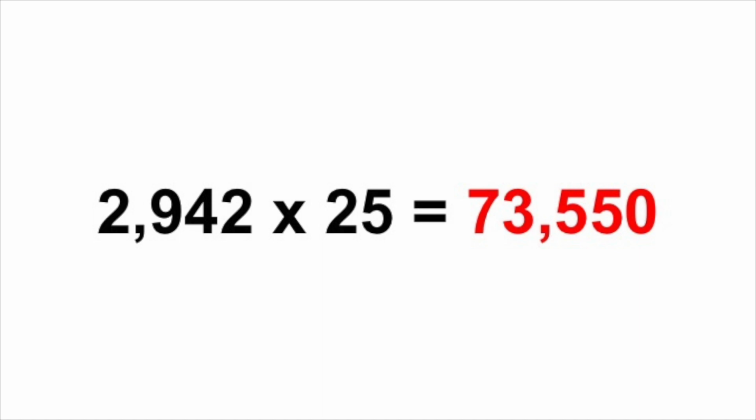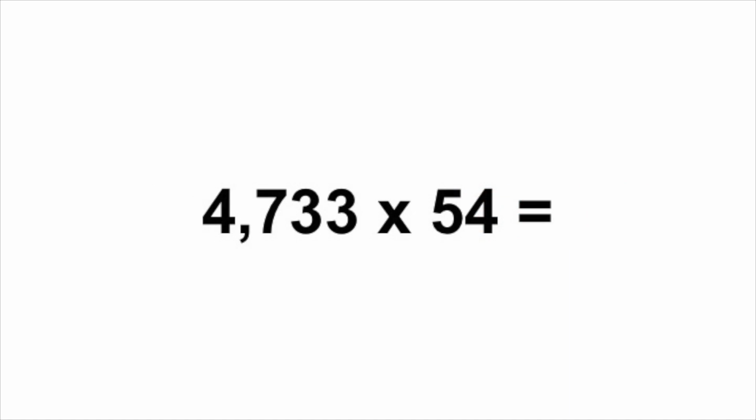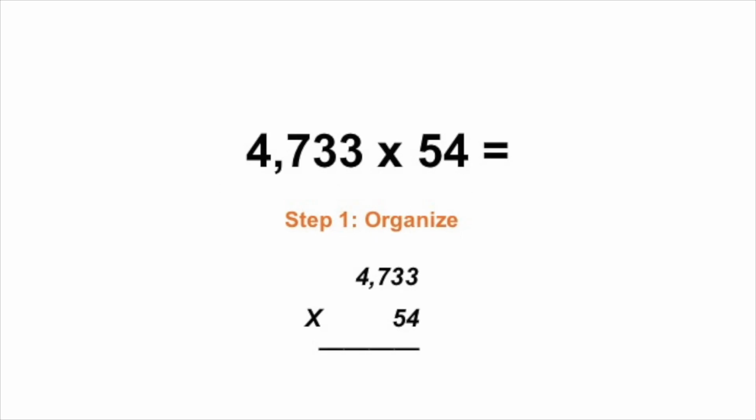But let's do one more together. So what numbers can we see now? 4,733 times 54. Excellent. So step one, organize. And then we begin our multiplication with the ones. So 4 times 3 equals 12. So we write the 2, carry the 1.